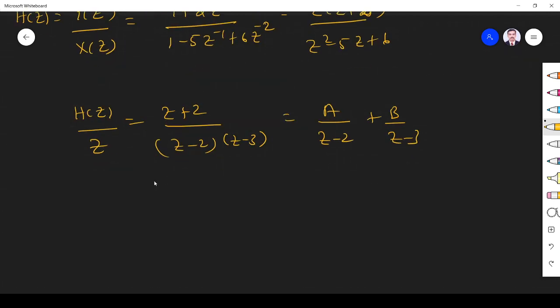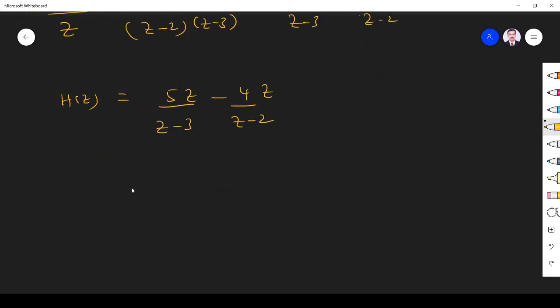If you take the partial fraction expansion and find the answer, what you get is 5 by (z minus 3) minus 4 by (z minus 2). You can take it either way, both are correct. The left hand side is H(z) by z, so I bring this z to this side, so it will be 5z minus 4z.